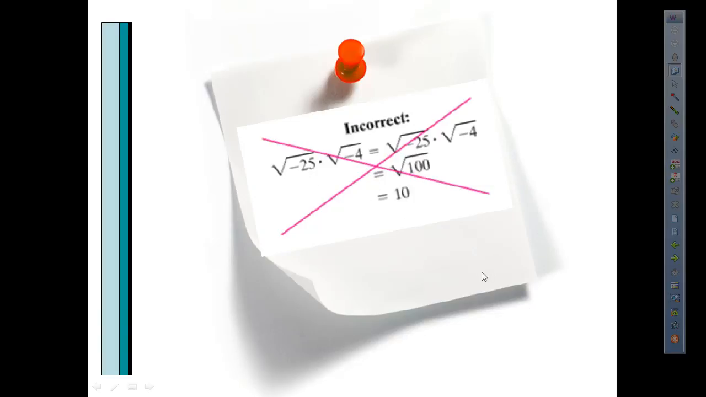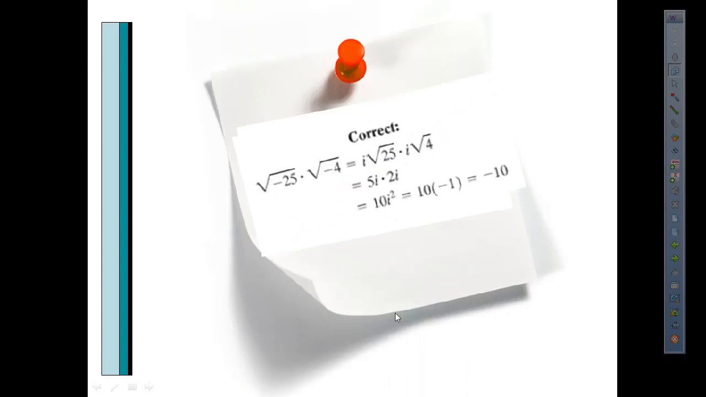So there's an incorrect example. That's actually going to be negative 10, because you've got an i with this one, an i with that one. You'll end up with i squared times the square root of 100, and that's going to be negative 1 times 10, which is negative 10. There you go.